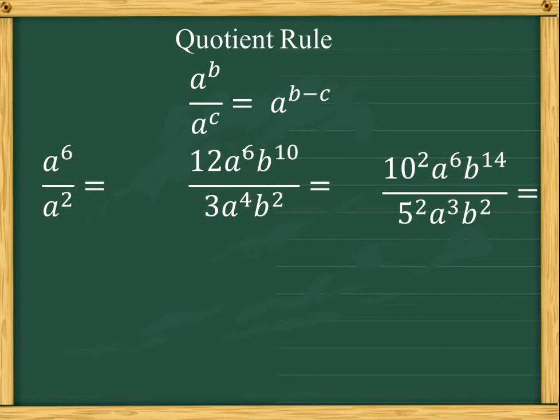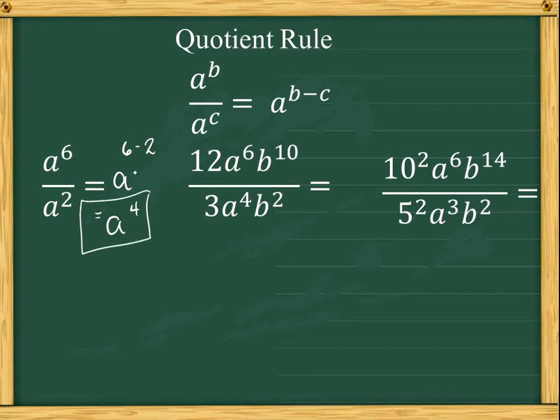An example. Example number 1, a raised to the 6th power divided by a squared. We notice that the operation is division. Next, what can you say about the base? They are both a. So, in that case, you just copy the base. And what will you do with the exponent? You just subtract, 6 minus 2. So, we have here a raised to 6 minus 2 is 4.